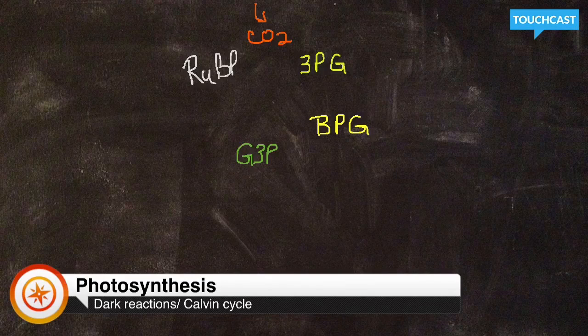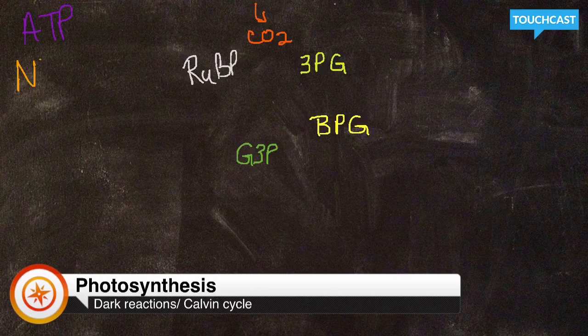Hey everyone, welcome to the second video in the photosynthesis series. In this video we're going to talk about the dark reactions, which is also called the Calvin cycle. And the whole purpose of this is to use the energy that was produced in the light reactions to create glucose. So remember, the products from the light reactions were ATP and NADPH.